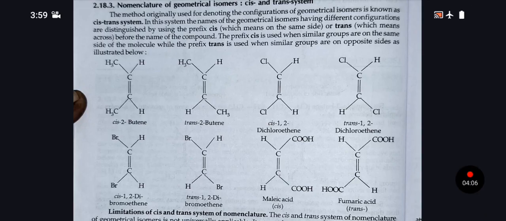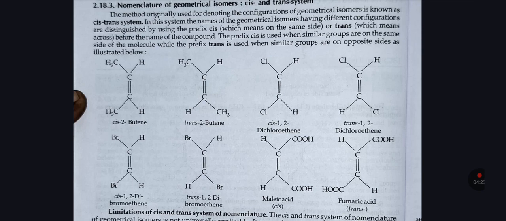Nomenclature of geometrical isomers. Cis and trans system. The method originally used for denoting the configuration of geometrical isomers is known as the cis-trans system. In this system, the names of geometrical isomers with different configurations are distinguished by using the prefix cis, which means on the same side, and trans, which means across, before the name of the compound.